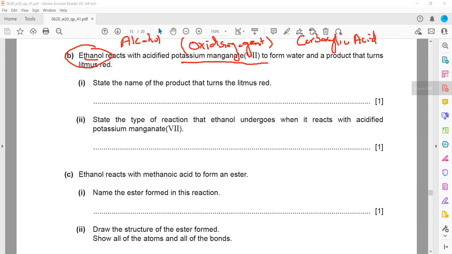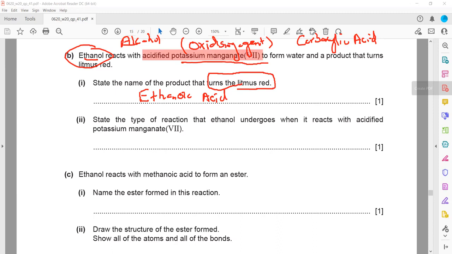State the name of a product that turns litmus red. Litmus turning red means it is an acidic substance, and which acid will be produced? If we have ethanol, it will produce ethanoic acid. If it was propanol, it will produce propanoic acid. So the product which turns litmus red is ethanoic acid. So oxidation of alcohol results in the formation of carboxylic acid, and you have to learn the name of this oxidizing agent, acidified potassium manganate 7.